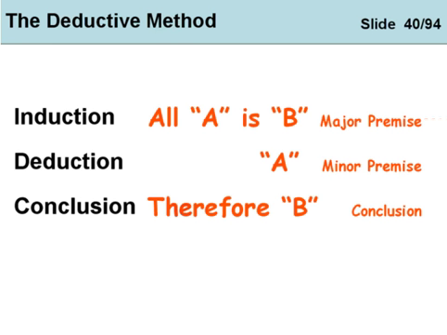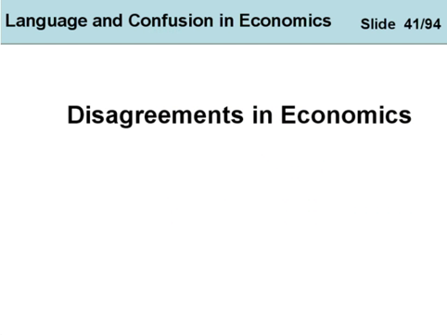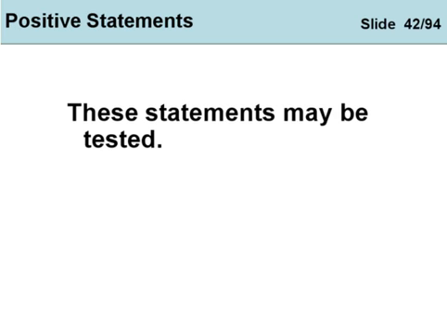In economics, however, there are disagreements. The disagreements are mostly caused by language and, I suppose, confusion in thought. And really there are two types of statement we need to be careful about. The first type is what we call positive statements. These are testable statements. We can test it. I'll give you an example. All old age pensioners receive a pension bonus of £1,000 every Christmas. That's a positive statement. We can test it by looking at the facts.